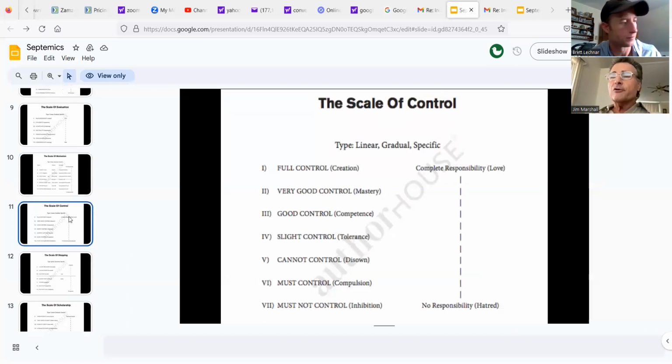Okay, the scale of control. This is extremely important, and that is not obvious to most people. So let me say this, first of all. Control is an inherently good thing. There's no such thing as bad control. There's no such thing as too much control.